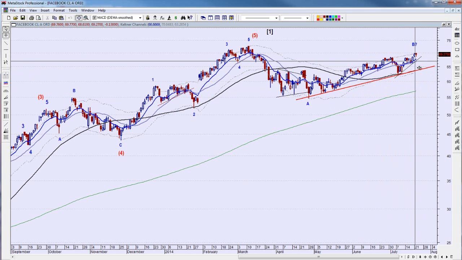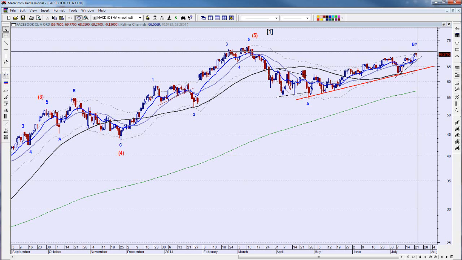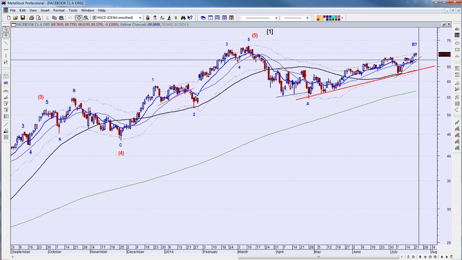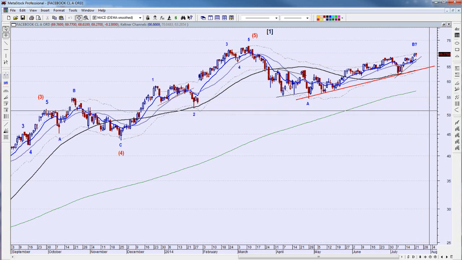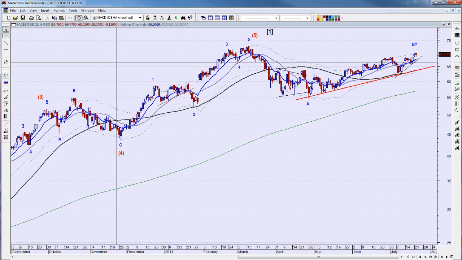The 10 is kind of a trigger line. And so we'll have to see. It hasn't broken down yet. We'll see if it continues to push higher or whether it turns and breaks down and then does one more leg to the downside. All right, that's my best assessment of Facebook at the moment.